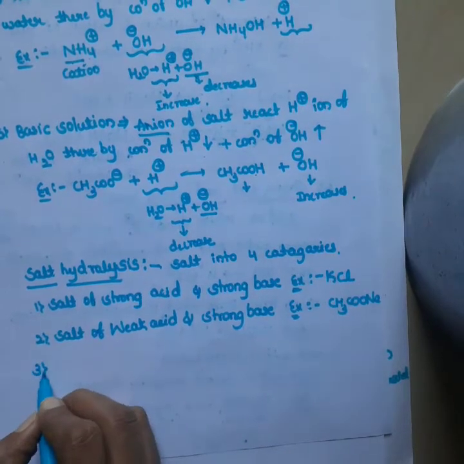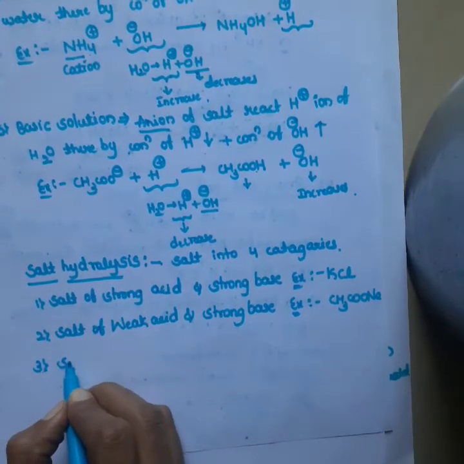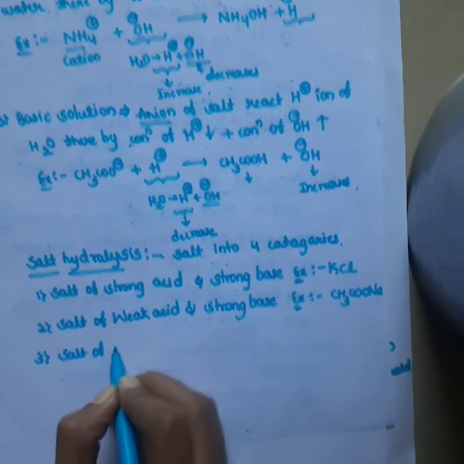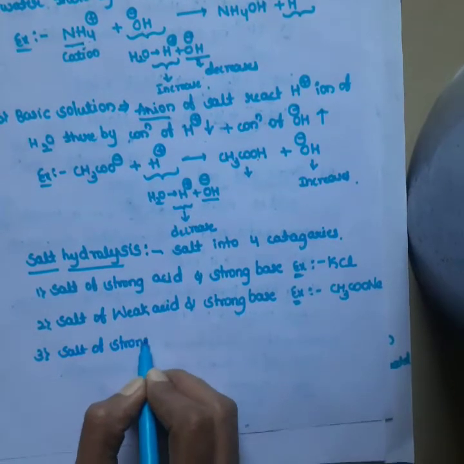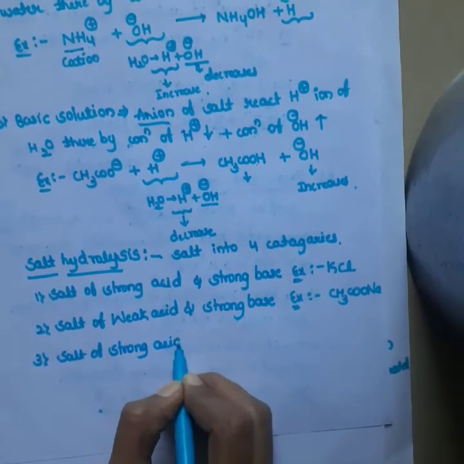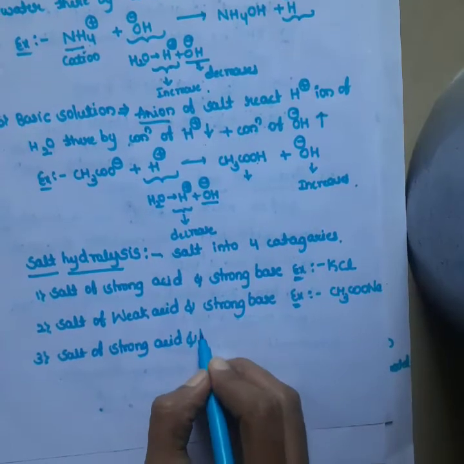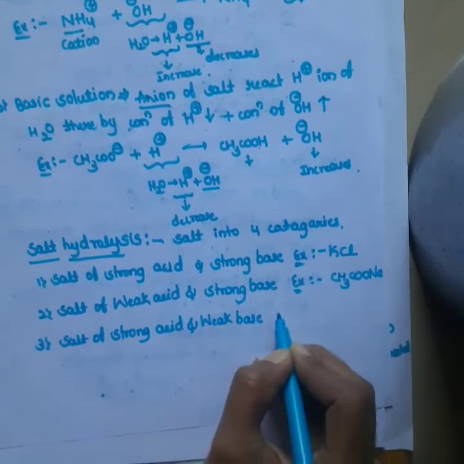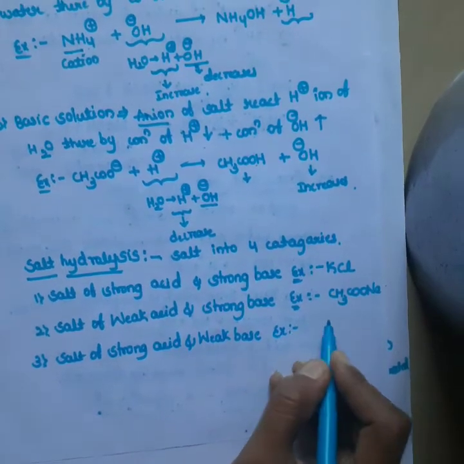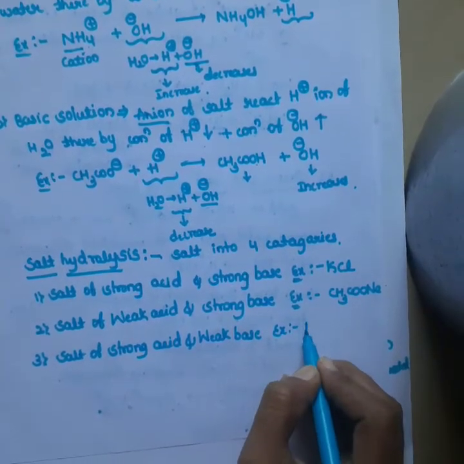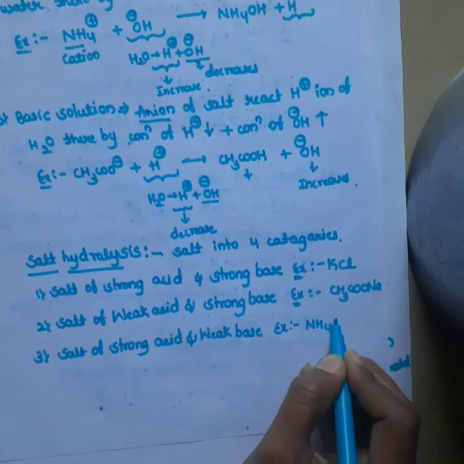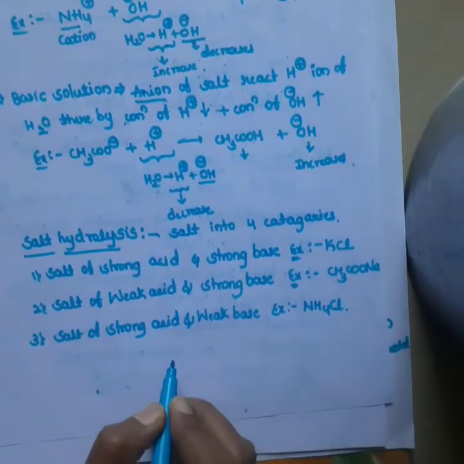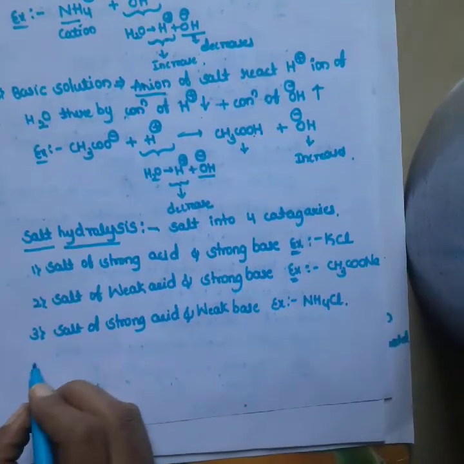Next, the third one is salt of strong acid and weak base. The example is ammonium chloride. This is an example for strong acid and weak base.